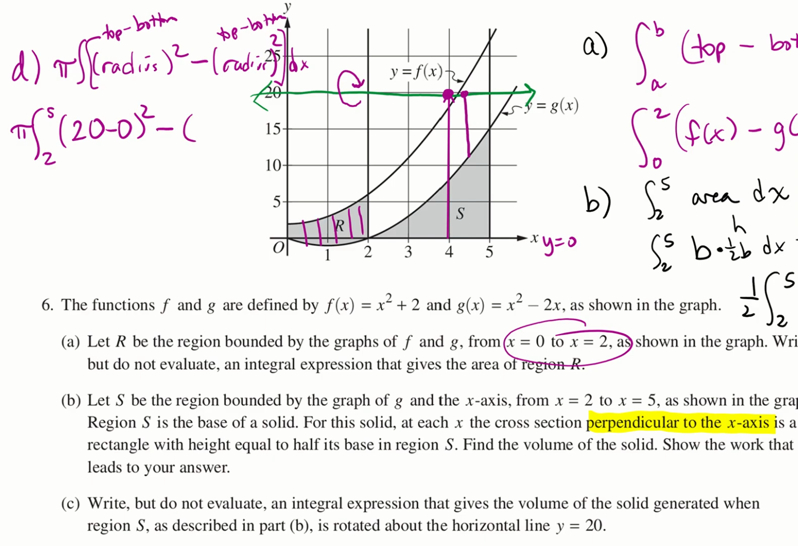Minus the top part of my next radius, which is also 20 down to the line that's connecting it, which is g of x, and that's also a quantity squared dx.